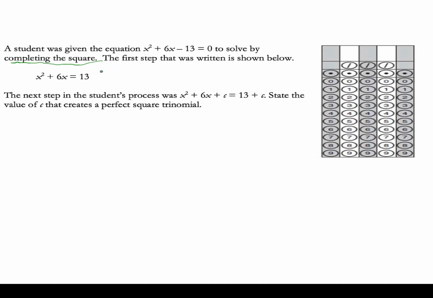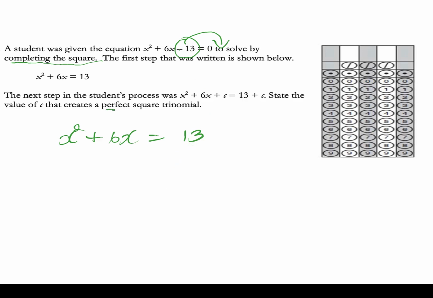So you want to complete the square, and they say the first step is written. So they wrote x squared plus 6x equals 13. So basically, they took this 13 over here. And if you take something over the equal sign, the sign changes. So it was negative on the left, so when you took it to the right, it became a positive.